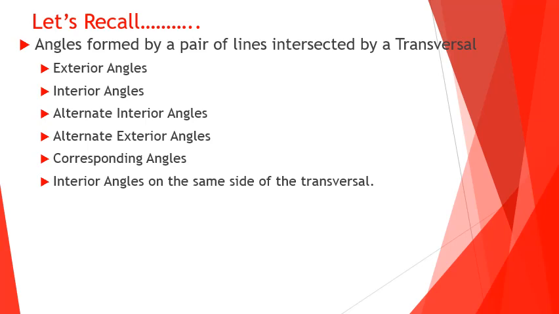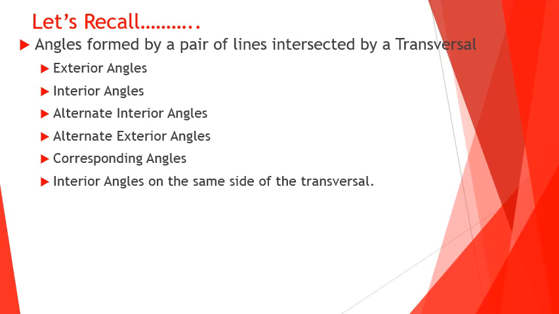Next one, corresponding angles. Corresponding angles are a pair of angles which lie on the same side of the transversal and in the same place. That means above the line or below the line, left of the transversal or right of the transversal. There are 4 pairs of corresponding angles, and we have two pairs of alternate interior angles and alternate exterior angles.